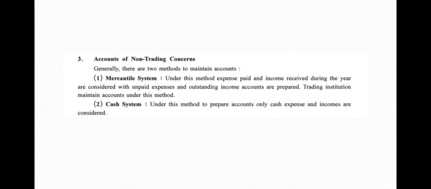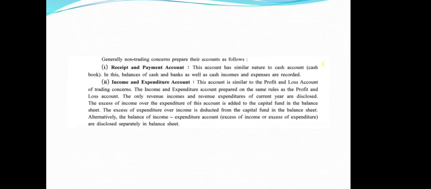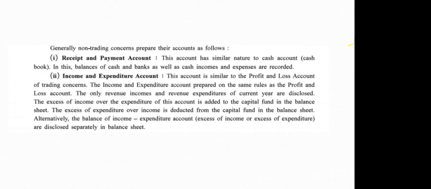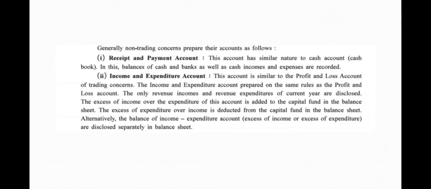Let us talk about the accounts of non-trading concern. Generally, non-trading concerns prepare their accounts as follows. Following two accounts are prepared. One is the receipt and payment account. Second is the income and expenditure account.